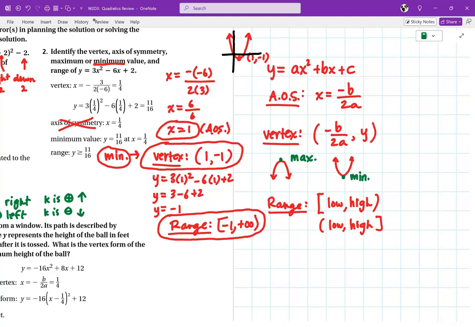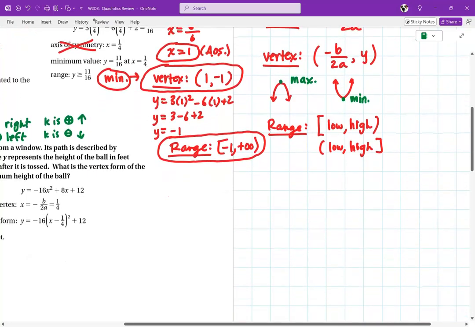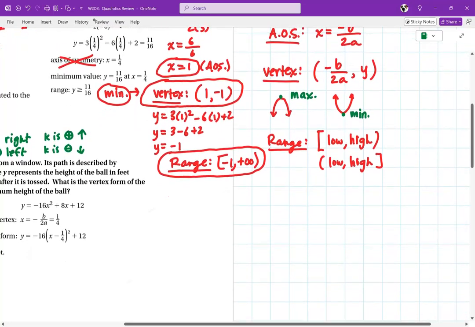But they just might say, well, what's the vertex? Well, then that means you got to find the axis of symmetry and then plug it in. They might just say, is it a max or a min? Well, if it's a max or a min, all I got to do is look at A. If A is positive, it's a minimum. If A is negative, it's a maximum, right? So, but they're just telling you, like, try all this stuff.